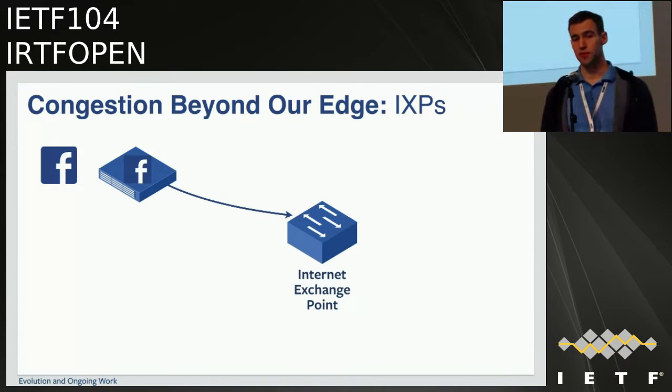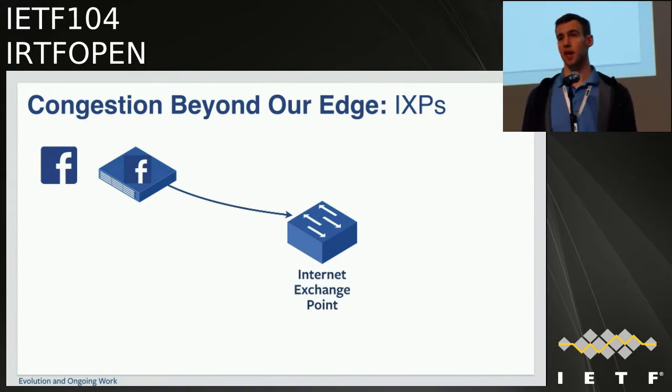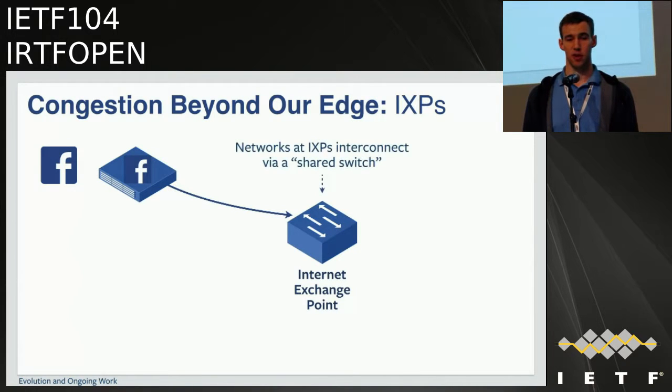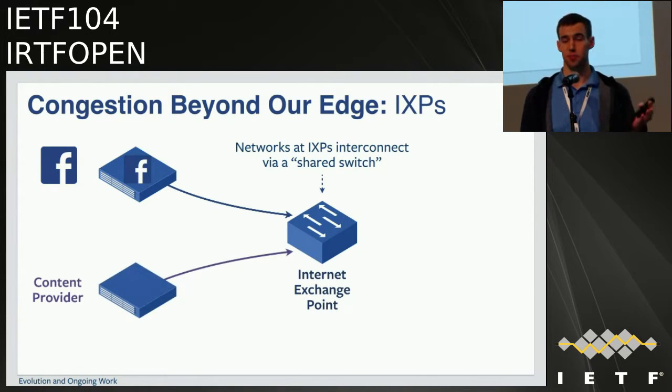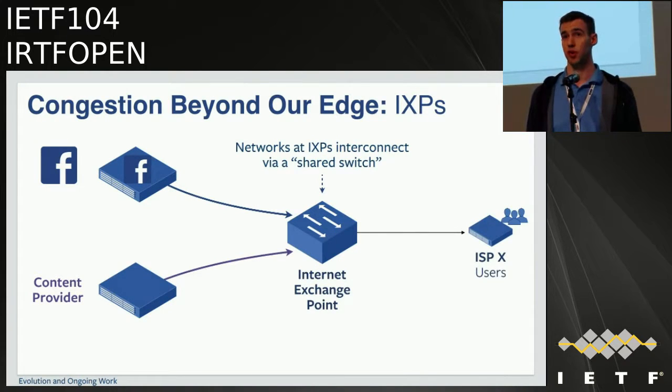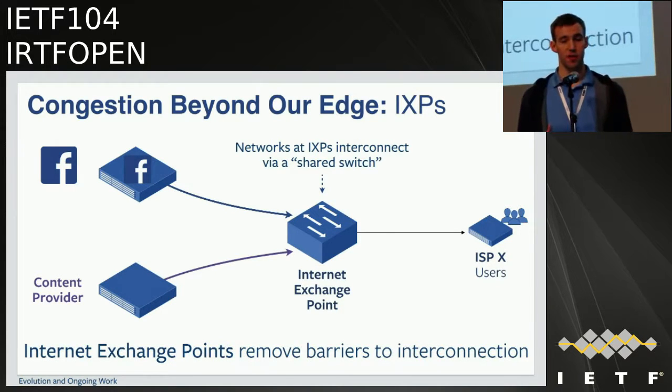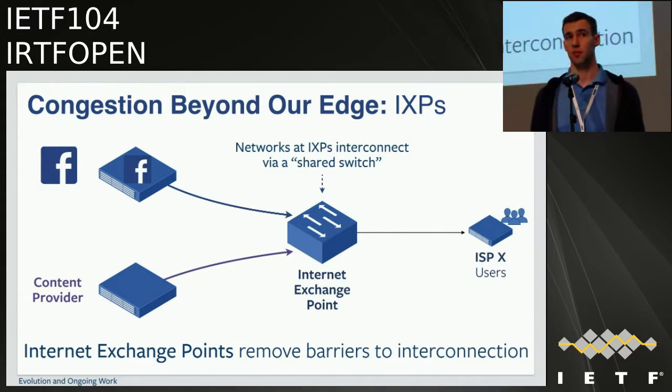The next thing I want to briefly go over is about congestion beyond the edge of our networks. And for this example, I'm going to talk about internet exchange points. So internet exchange points allow networks to interconnect through a shared switch. So in this case, Facebook and another content provider may both connect to this big IXP shared switch, and downstream end user networks may connect as well. So internet exchange points are often seen as removing barriers to interconnection. I don't have to provision cross connects between me and all of these other networks that I want to interconnect with.